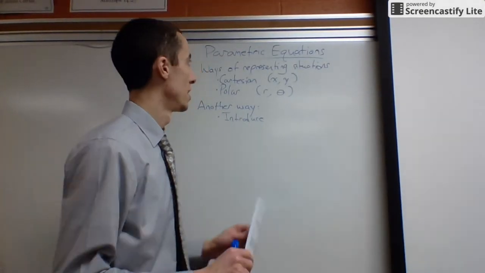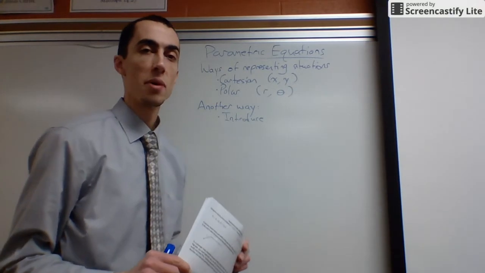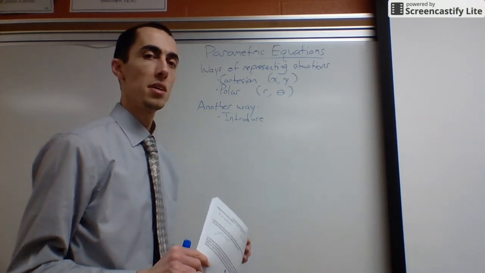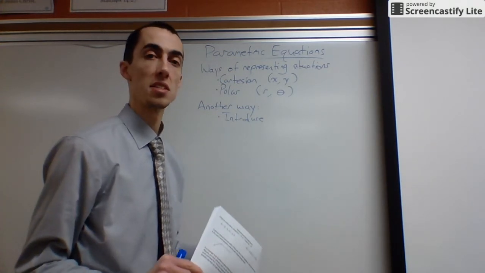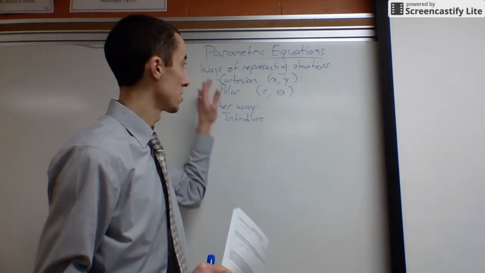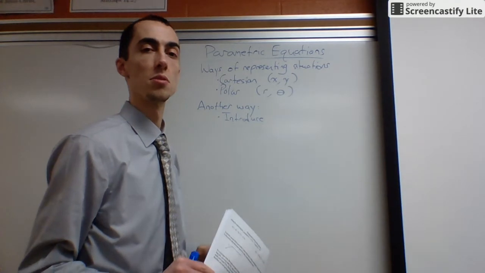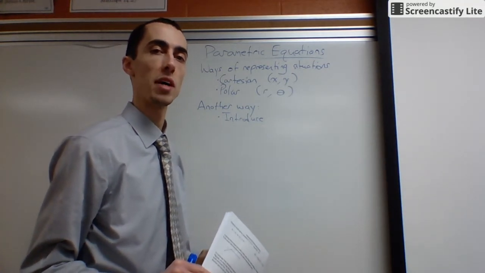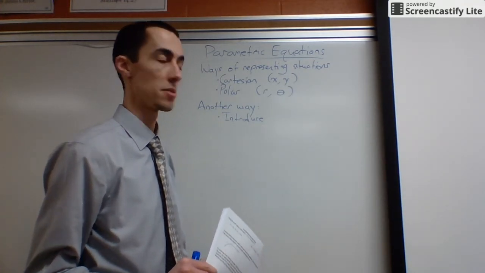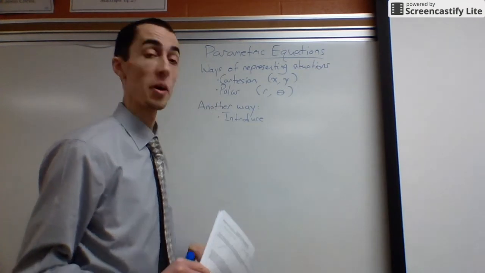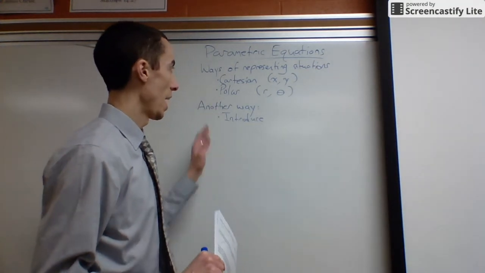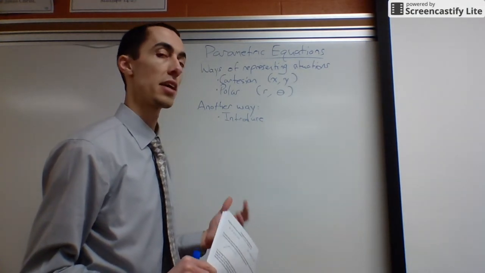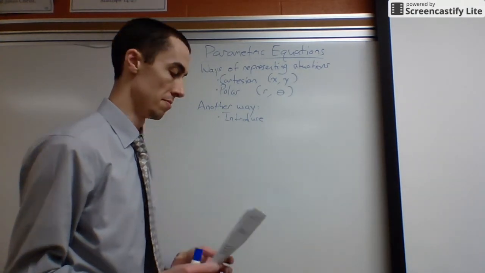Hello everyone. Today's lesson is on parametric equations. So far in this unit, we've discussed two different ways of representing situations. One of them is the standard format we're used to, the Cartesian format, where we use x's and y's. We've also been working with polar coordinates, r, comma, theta. And in today's lesson, I'd like to introduce another way to do it.